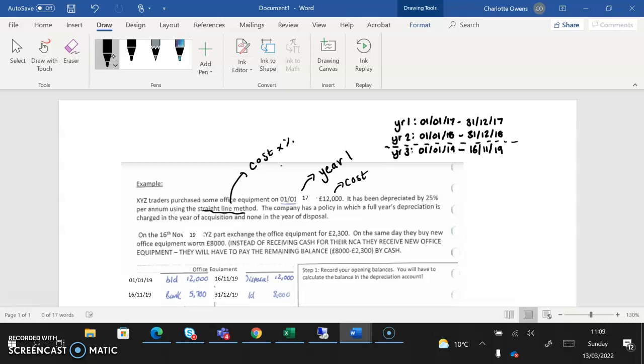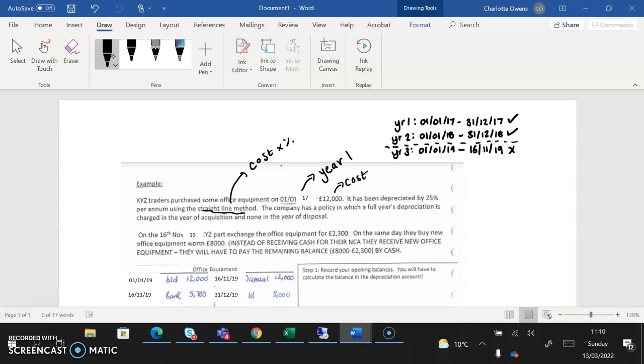I'm going to check the policy. It's straight line, and they charge a full year of depreciation in the year of purchase and none in the year of disposal. So when we do this, we'll have 2 years of depreciation to bring down, but for the non-current asset they're getting rid of, there's no depreciation in the year of disposal. On the 16th of November 2019, XYZ part exchanged the office equipment for £2,300. On the same day, they buy new office equipment worth £8,000. So we will have to depreciate this year for the asset that's just been bought, and we'll provide a full year's worth of depreciation.